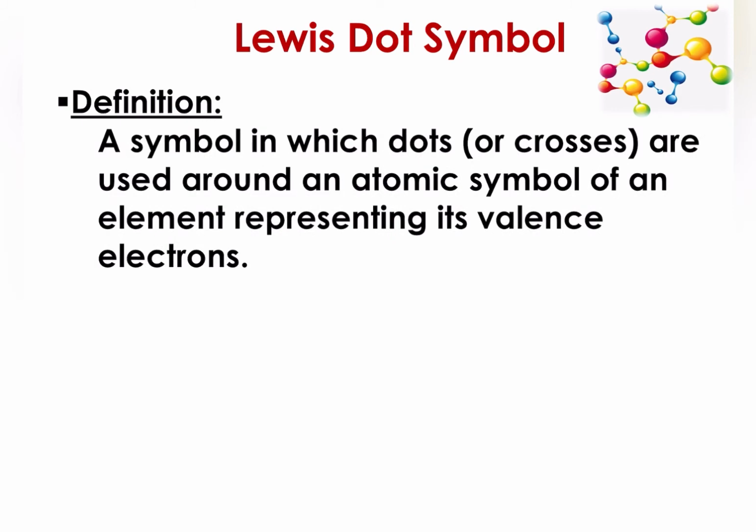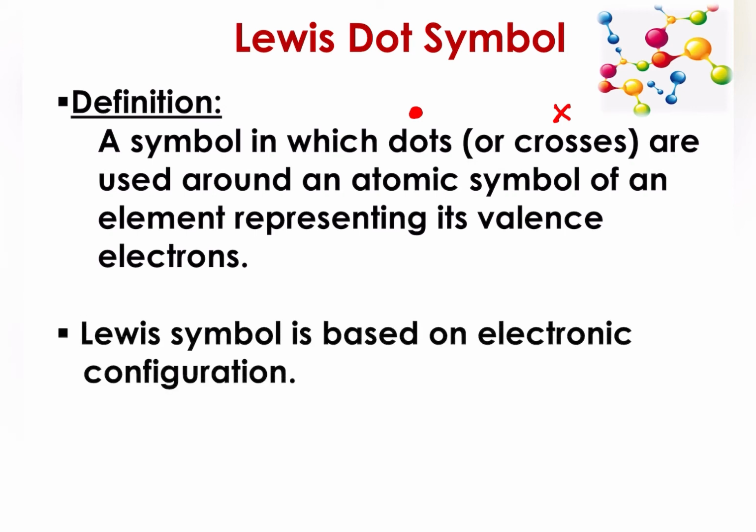So let's go to the Lewis dot symbol. The Lewis dot symbol is a symbol where we use either dots like this or crosses like this around the atomic symbol of that element to represent the number of valence electrons. And actually, the Lewis symbol is based on the electronic configuration of that element. So that's why you have to know how to write the electronic configuration.